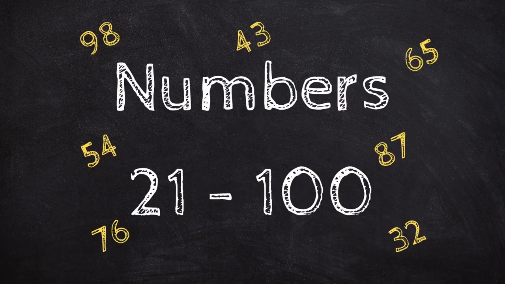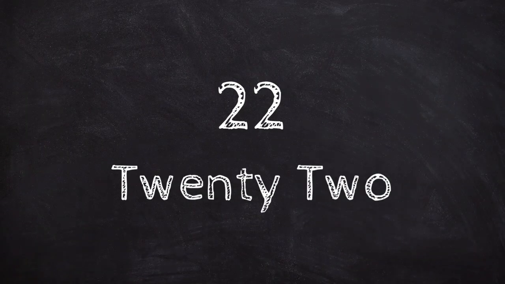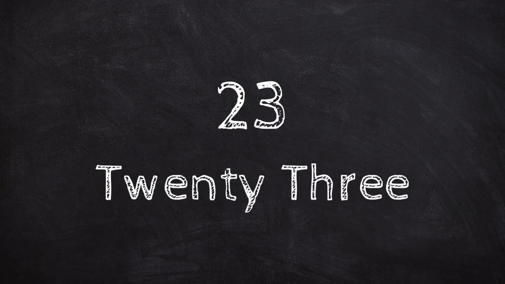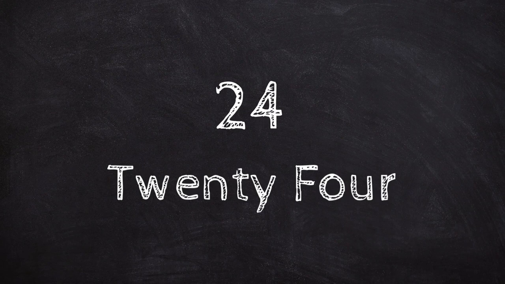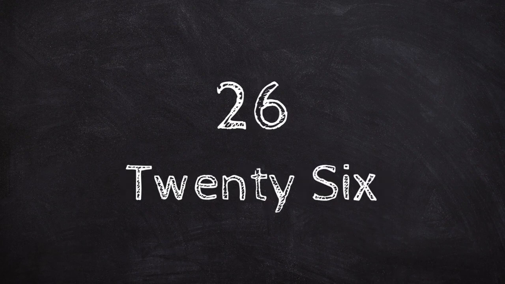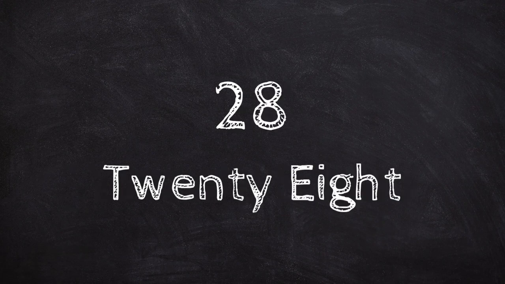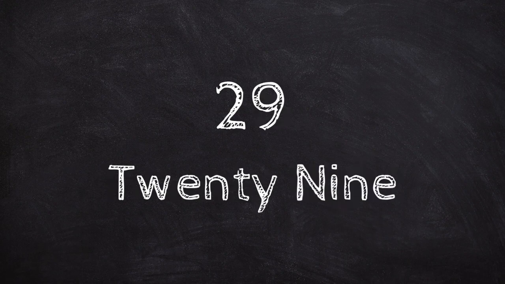Numbers from 21 to 100. 2 1, 21. 2 2, 22. 2 3, 23. 2 4, 24. 2 5, 25. 2 6, 26. 2 7, 27. 2 8, 28. 2 9, 29.